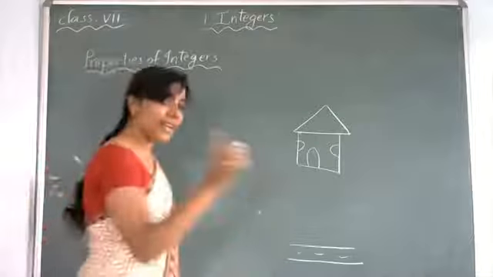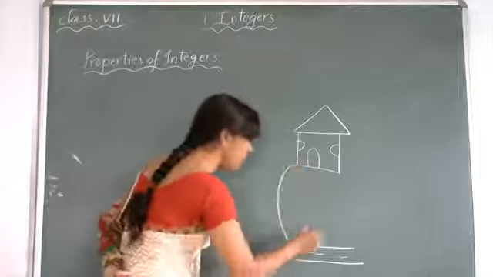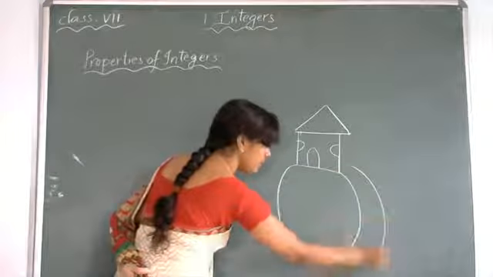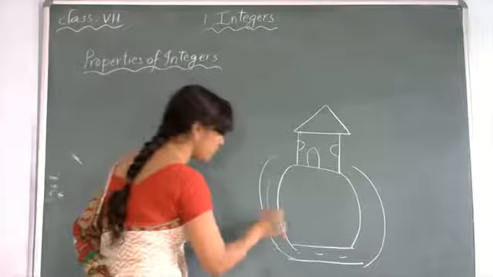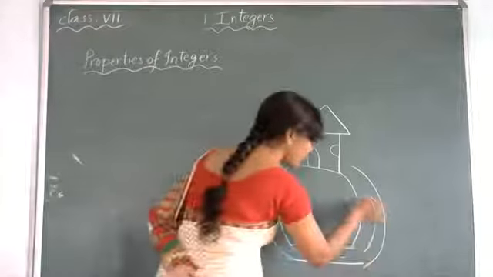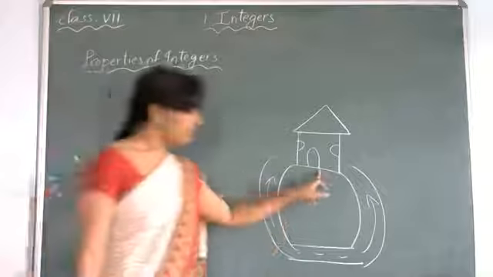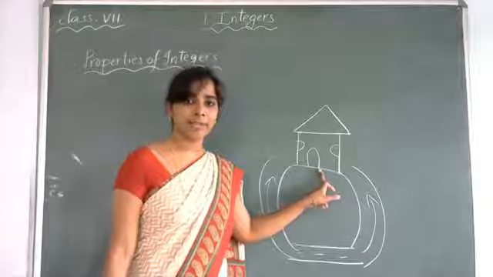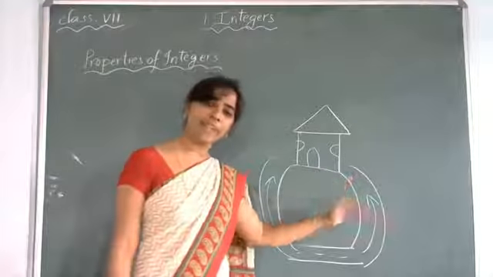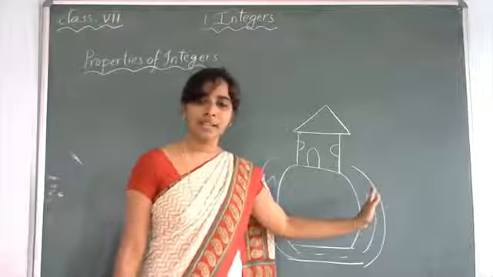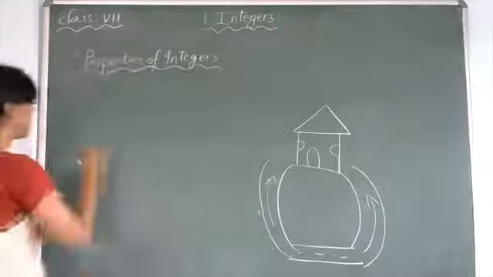To my house there are two ways. One is from the right side, another is from the left side. Like this, two ways are there. I can reach my house in both ways, whether I go from the right side or from the left side. So the destination is the same, to reach my house. In any way I go, I will get the same house. Like that in commutative property.